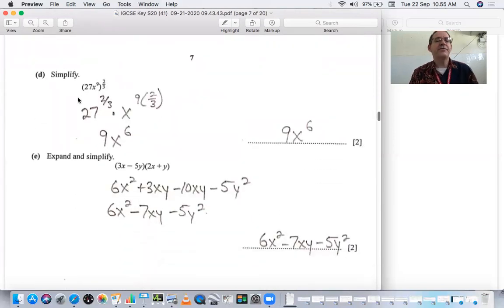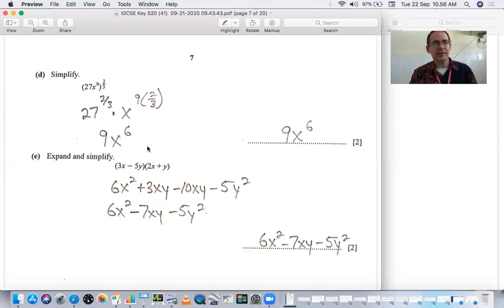Here we have a simplify, where we have an exponent raised to an exponent. Remember, exponents distribute to multiply, so that 2/3 needs to go to the 27 and to the x to the 9th. Your 27 raised to the 2/3 power, well, if you do it in your mind, you're just cube rooting. The bottom number is the root. So you're cube rooting 27, which gives you 3, and then 3 squared is 9.